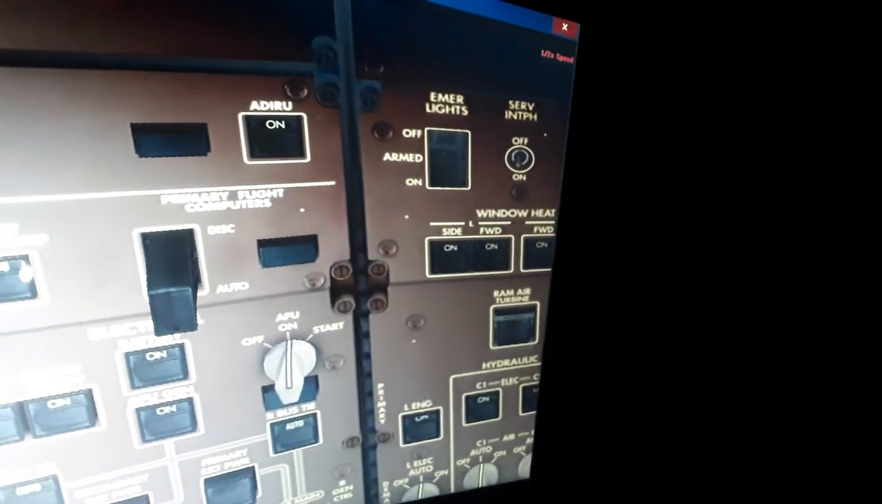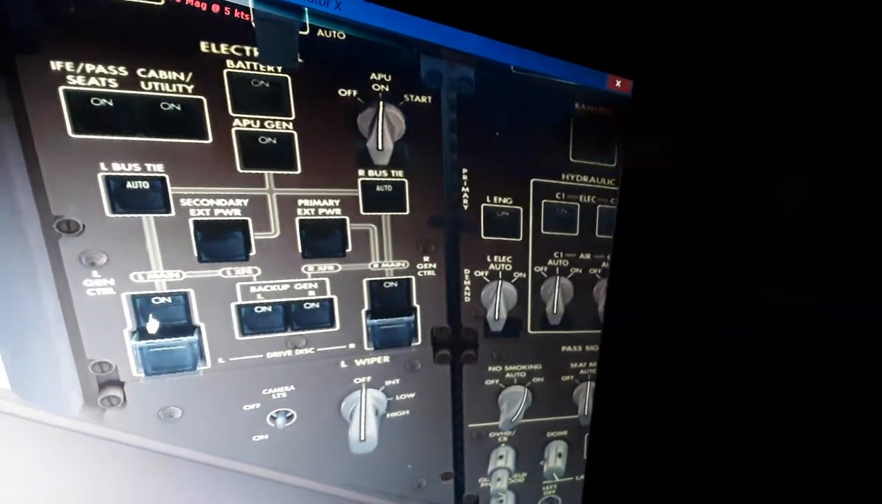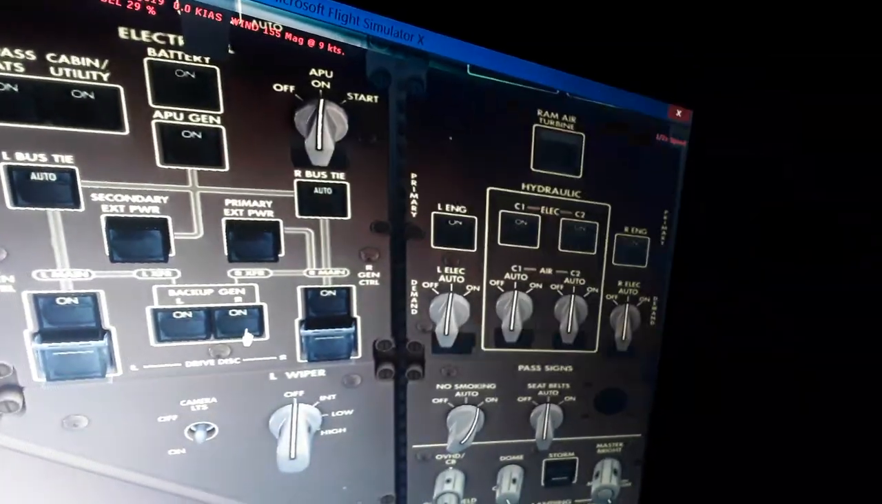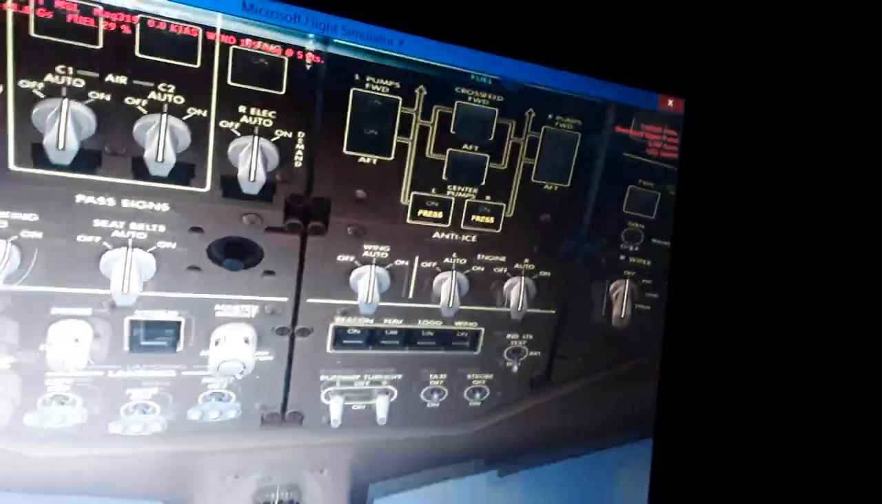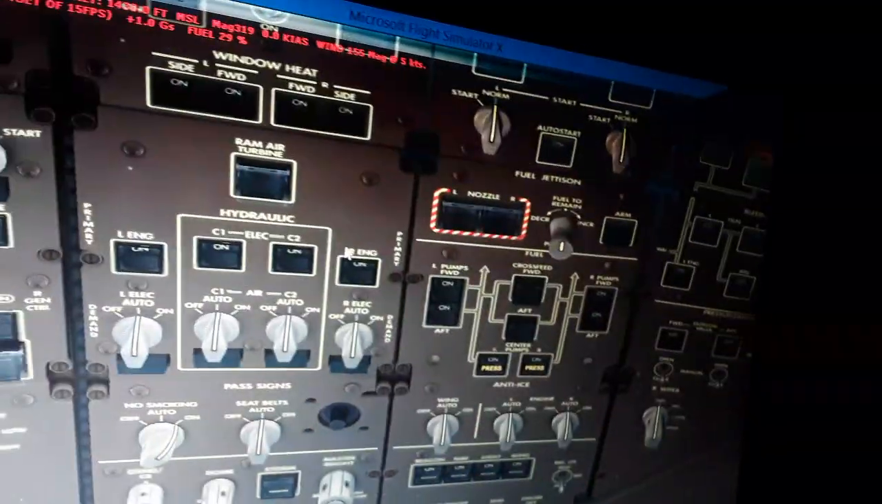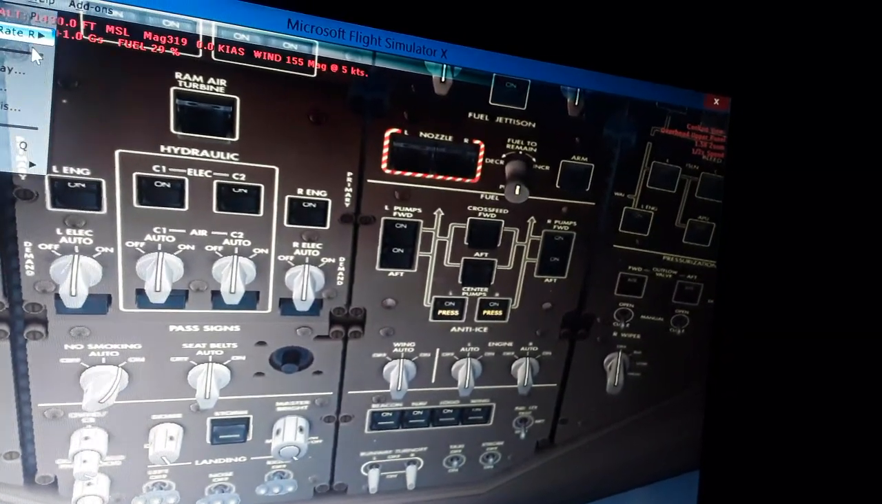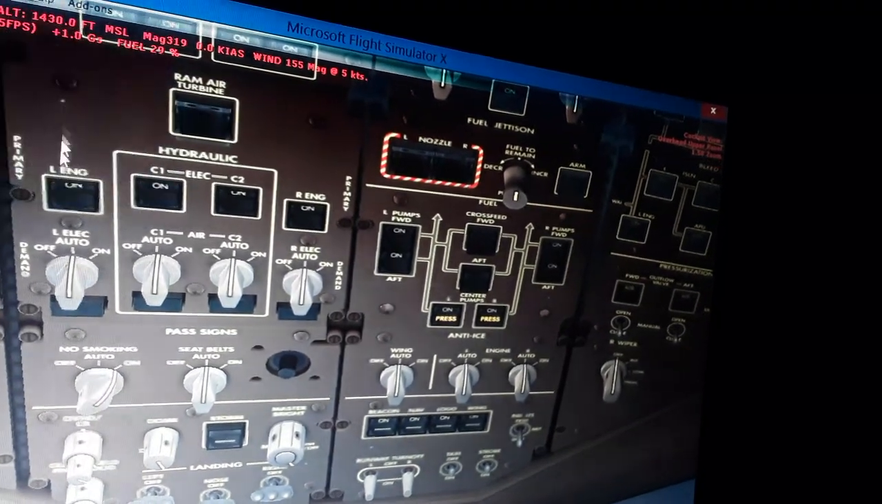So we have the APU. We start the APU, the auxiliary power unit, the ADIRU, the air data inertial reference unit, the thrust asymmetry compensator, the primary flight control computers, the left and the right engine electrical system, the battery, the primary, the APU as I told you. This is the lighting system, the windshield wipers left and right, the passenger oxygen, the ram air turbine. These are the hydraulic fluid pumps. So we can disconnect hydraulic fluid. You will see what happens.